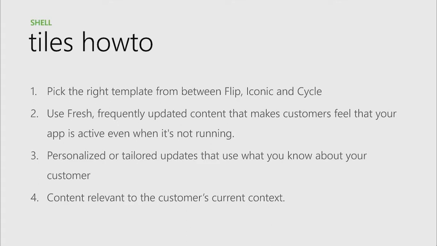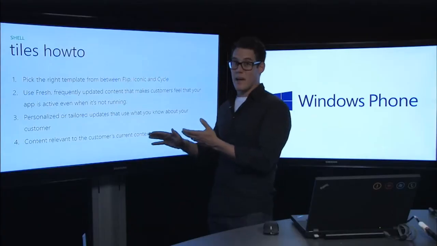Number three, personalized or tailored updates that use what you know about your customer. This is a really cool one. Because you have a phone, this is their most personal object. They keep it in their pocket. They take it every single place they go. And if you have the data about this person, you know where they're at and all kinds of different things, give them personalized and tailored content for that user. Don't just make it generic content that's being blasted out. The last thing that you want your live tile to be is spam.